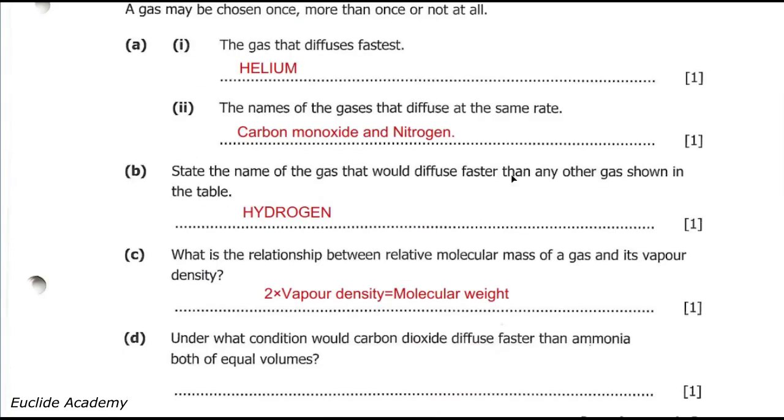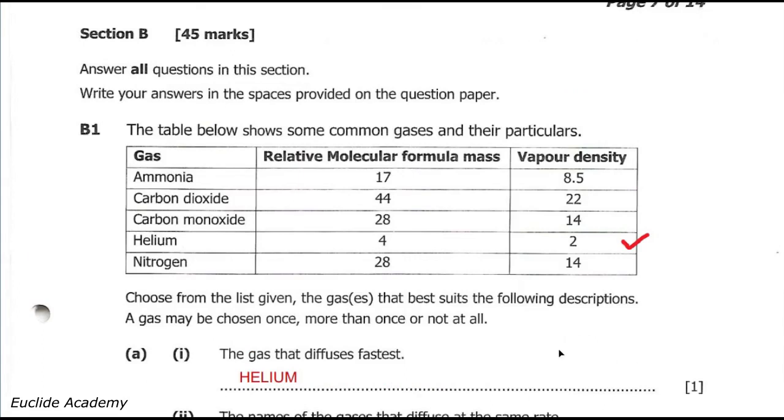Under what conditions would carbon dioxide diffuse faster than ammonia, both of equal volume? When we look at ammonia and carbon dioxide, ammonia is relatively lighter compared to carbon dioxide, because carbon dioxide has got a higher formula mass. So we expect ammonia to diffuse faster, but what would make carbon dioxide diffuse faster?